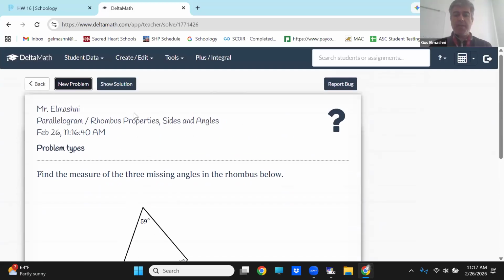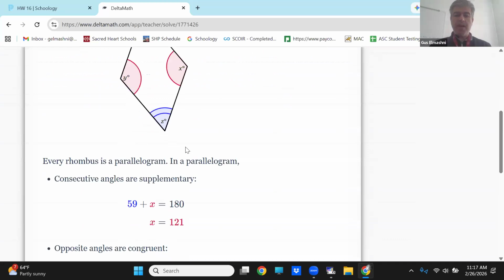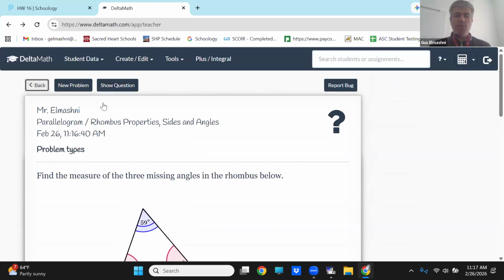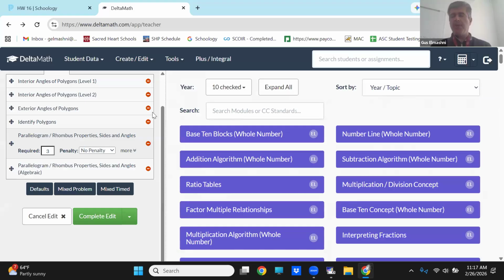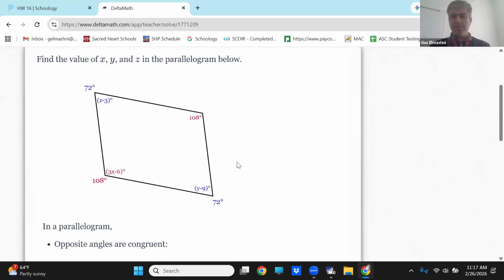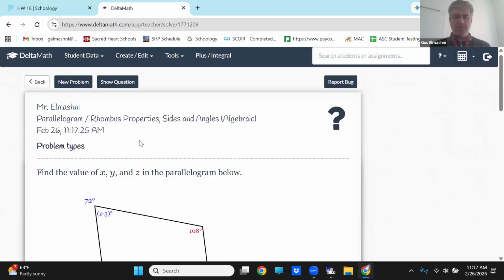So y and x happen to be identical because they're opposite of each other. Or you can use alternate same side interior angles, supplementary 180, that works too. And it's more the same stuff. It's just more algebra, not that hard. Oh, that's the solution.